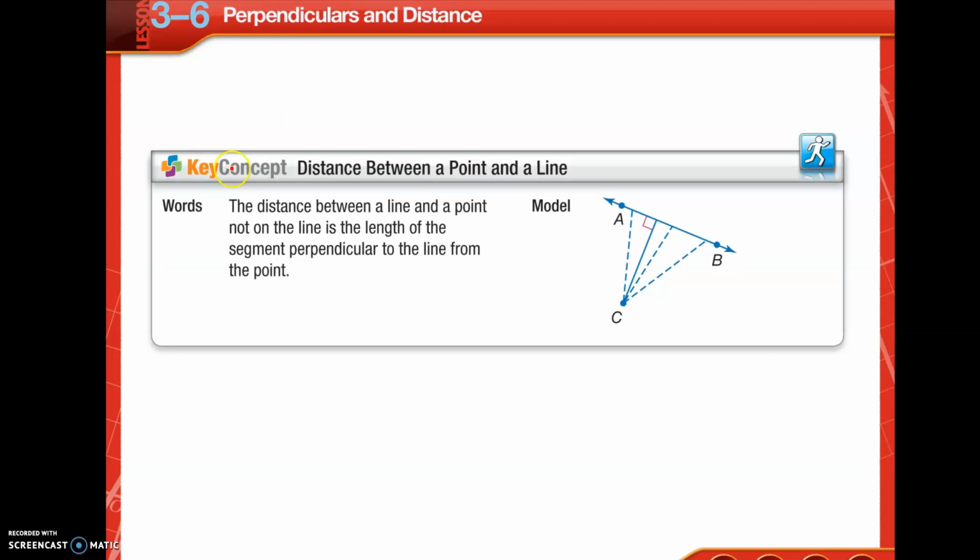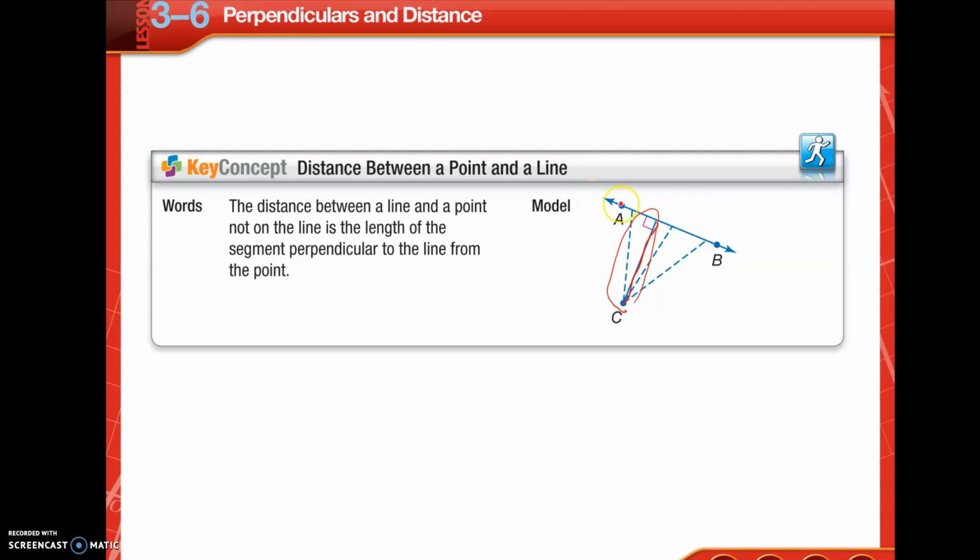So the distance between a line and a point not on the line is the length of the segment perpendicular to the line. So it has to be exactly perpendicular to it in order for it to be the distance. So the only line that represents distance is this one that's perpendicular. And this length then would be the actual distance to this line.